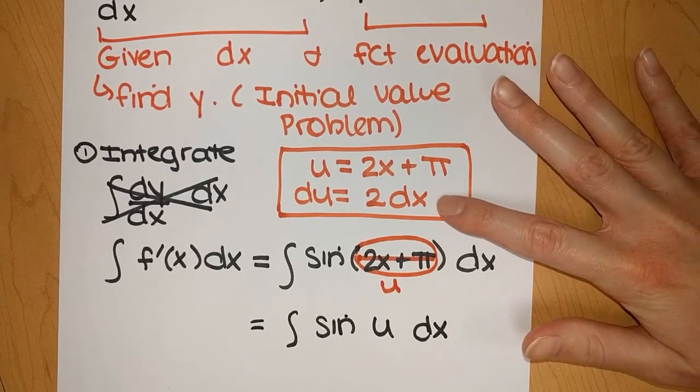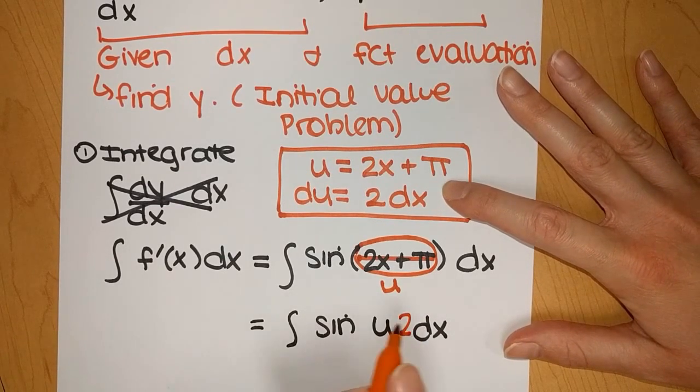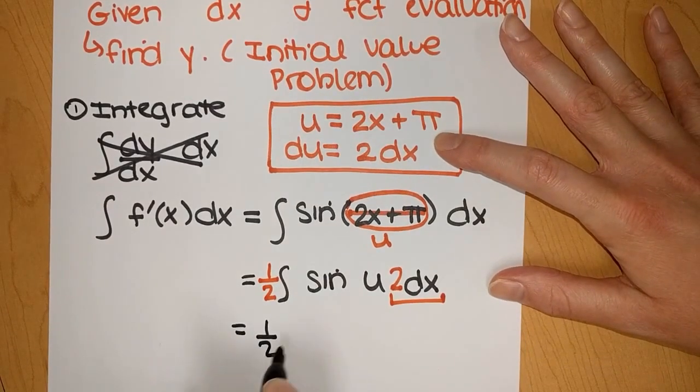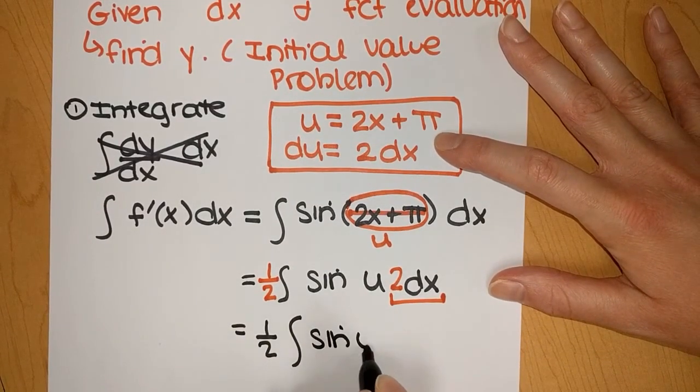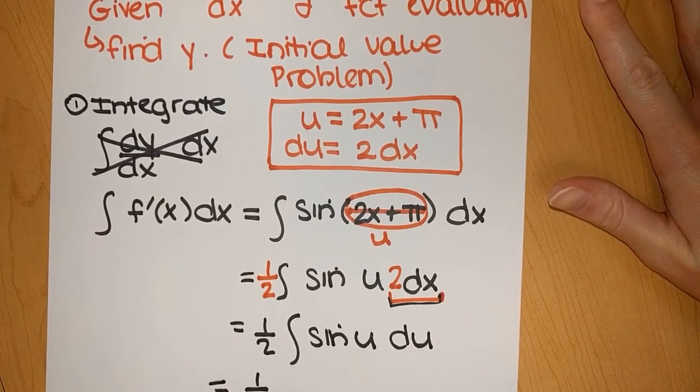Now, when we make the replacement for du, we see that we need to multiply in by a 2 to get the 2 dx, and that means that we need to divide by a 2 to balance things out. So this will give us 1/2 integral sine u, and then all of this 2 dx is becoming our du. So we are now ready to integrate because our integral is completely in terms of u.